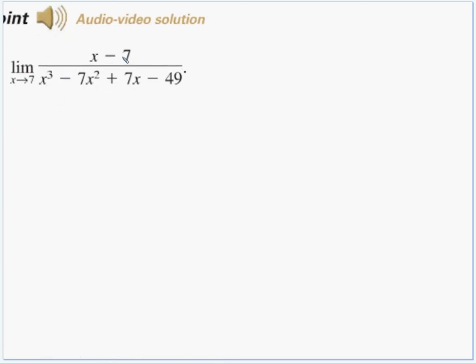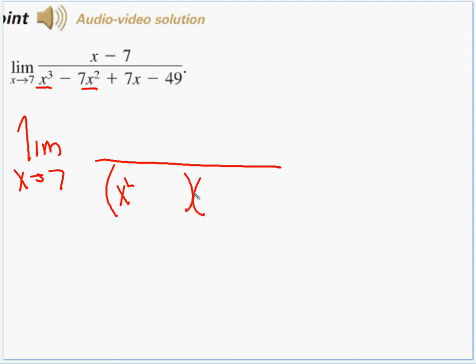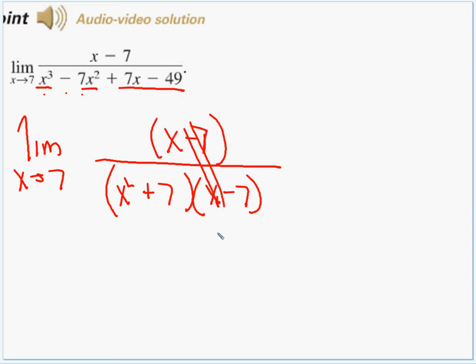All right, here, direct sub gives us 0 divided by 0. But if we factor the denominator by groups, so here we're going to pull out an x squared, leaving an x minus 7 term. Out of here, we're going to factor out a 7. So that becomes an x squared plus 7. We do our cancellation, and then we direct sub.